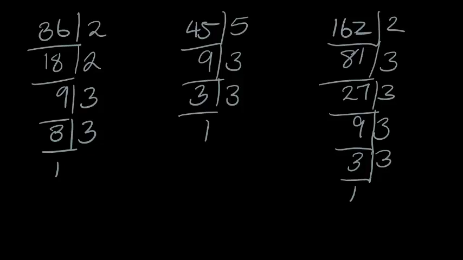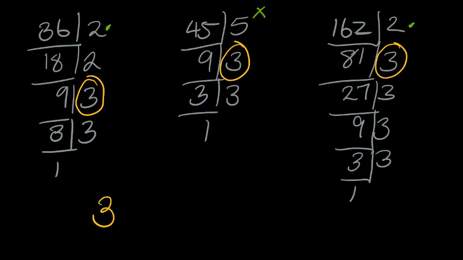My next step is to look for common factors. If I look at 36, I've got 2's and 3's. If I look at 45, I've got 5 and 3's. If I look at 162, I've got 2 and 3's. So 2 is here and here, but I don't have any 2's here, so 2 is not common. I've got a 3 here, a 3 here, a 3 here. So my first number is going to be a 3. Then for my second one, I've got a 3 here, a 3 here, a 3 here. So my second number is going to be a 3.